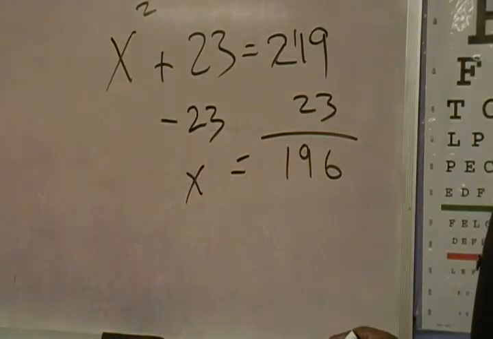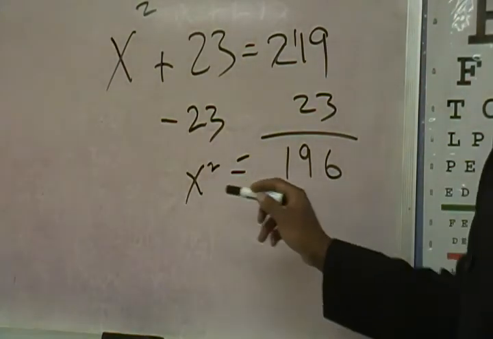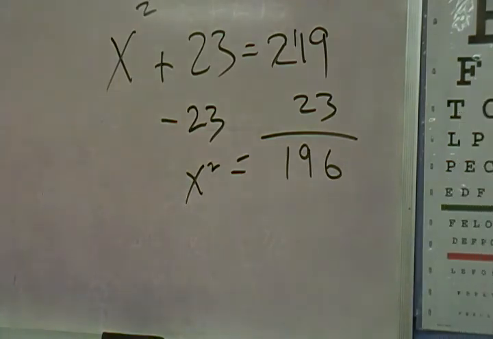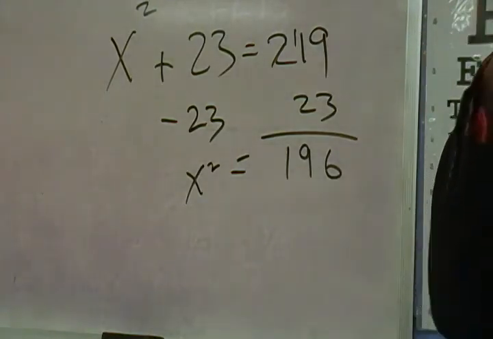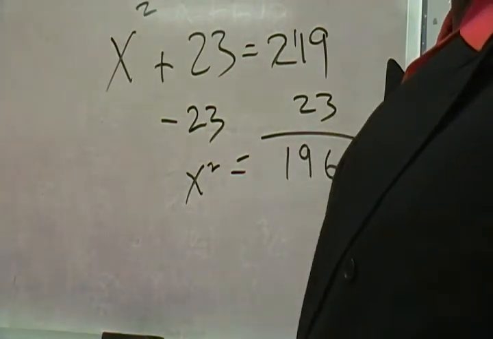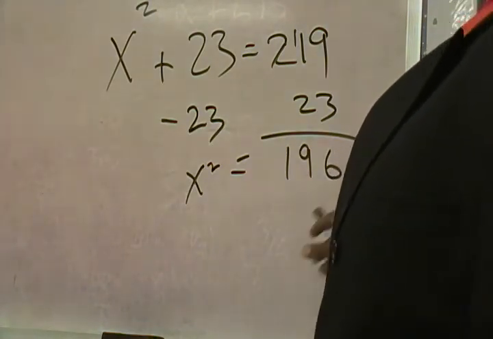That's it? No, that's not it, because this is x squared equal 196. So now we got to figure out what the square root of 196 is. What numbers do we know the square root of? Remember, the square root is a number times itself. What's the square root of 196?